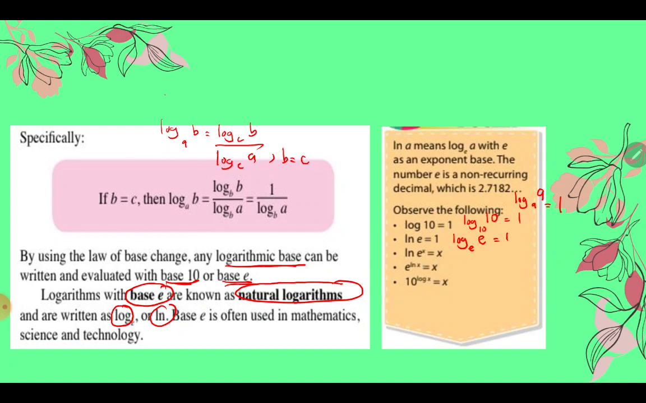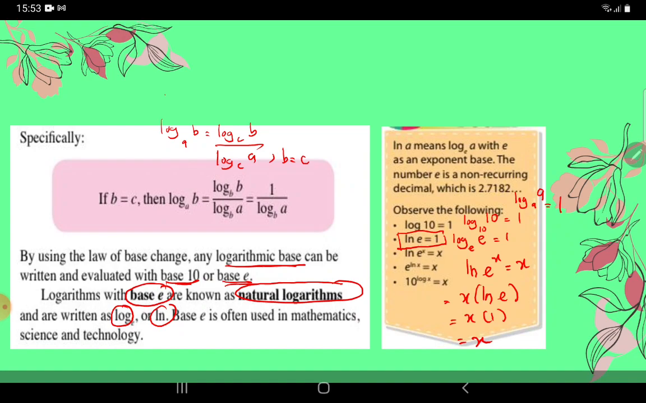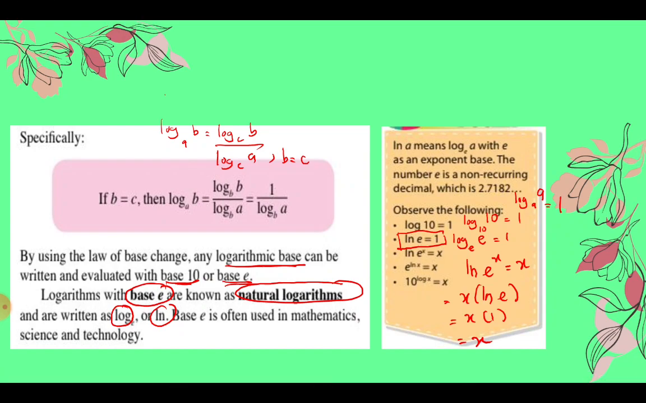So how about ln E to the power of x equals x? We said that this is the power law, so x ln E will be x. ln E is equal to 1, so here we have x. Next, how about E to the power of ln x?